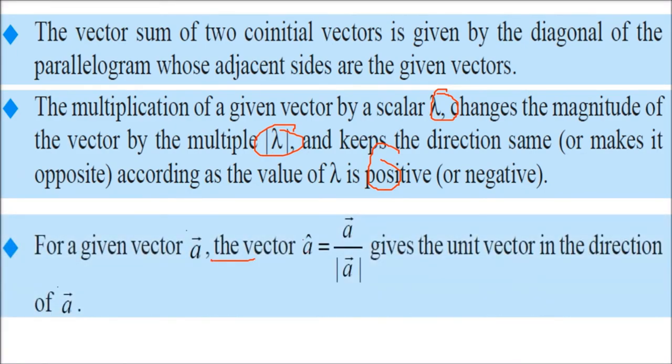For a given vector A, the vector A cap is given by the A vector divided by its magnitude, and this is called the unit vector in the direction of this A vector. This is the unit vector.